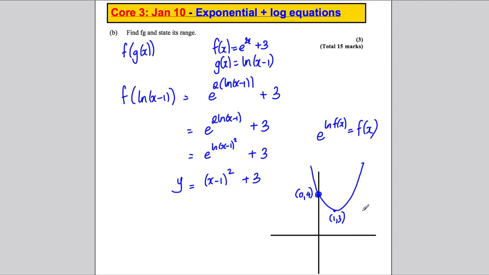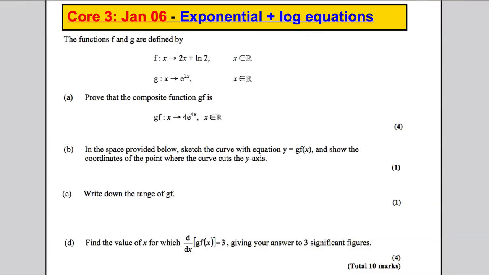Okay, so it's as simple as that. So therefore, what is the range? Well, y must be bigger than or equal to 3, and you're done. And next question.